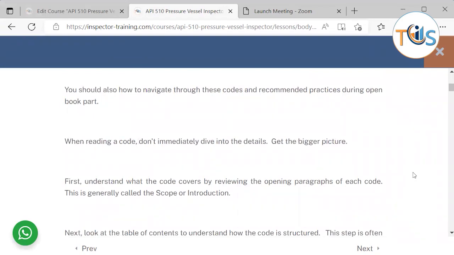When reading a code, I would suggest that you don't immediately go into a section. Look at the table of contents, look at the scope, the purpose of the code, what it covers, what it does not, and especially the vocabulary. So get the bigger picture, look at the list of tables, list of figures, see what the code is talking about or the recommended practice.